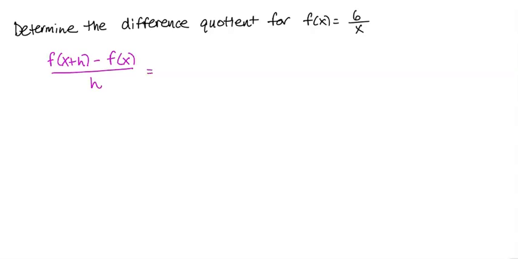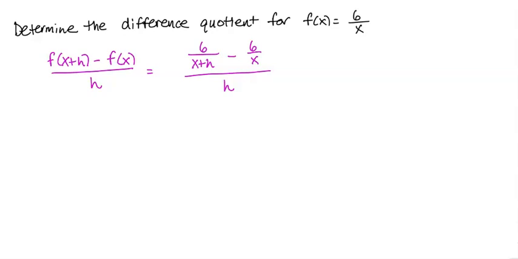So f of x plus h, plugging in x plus h as our input, is going to give us 6 over x plus h minus f of x, our original function, is 6 over x, all over h. So we have what is called a complex fraction, meaning that we have fractions inside of a fraction. So we would like to simplify this so that it's still going to be a fraction, but we won't have the fractions inside of the fraction anymore.